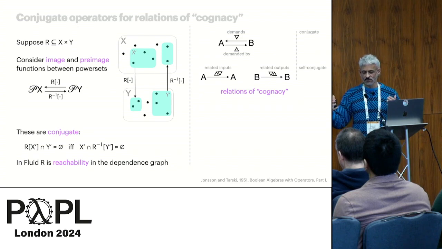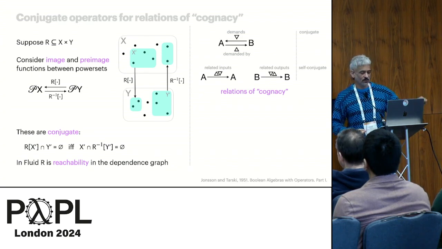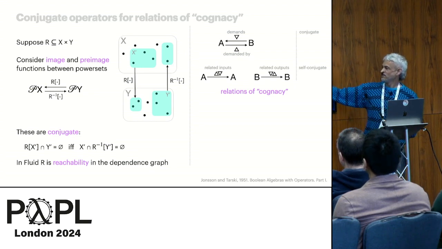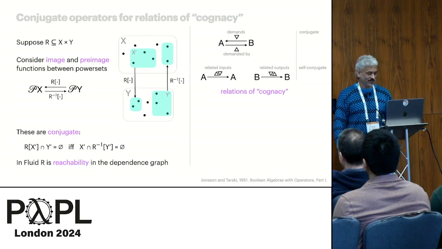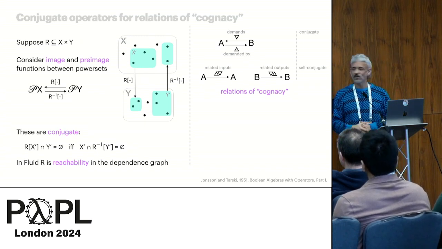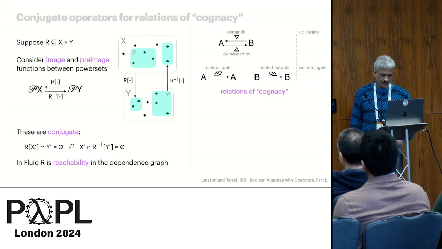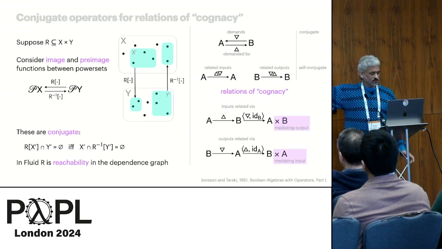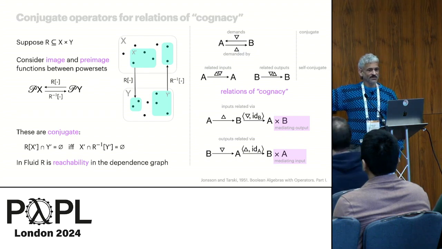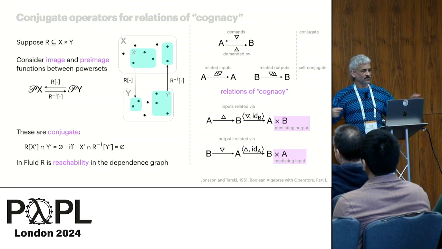So if you like, it answers the question, what other things are the things that are related to me related to? And linguists have a nice handy term for that, cognacy. Two things are cognate if they have common ancestry, and that's essentially what this related inputs relation is giving us. And we can do the same for related outputs. I'll come to that in a sec. And these are just slightly more useful versions of these operators that also include the mediating data that explain why two inputs or two outputs are related.